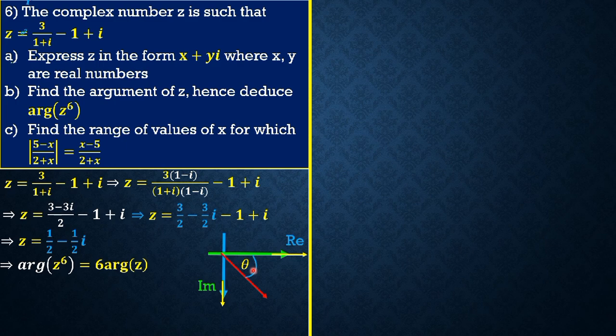That therefore implies, guys, our argument of z now has to be given as minus tan inverse of the imaginary over the real. Why minus? Because it's found on the fourth quadrant. If the angle is found in the first quadrant, it is simply going to be tan inverse of imaginary over real.